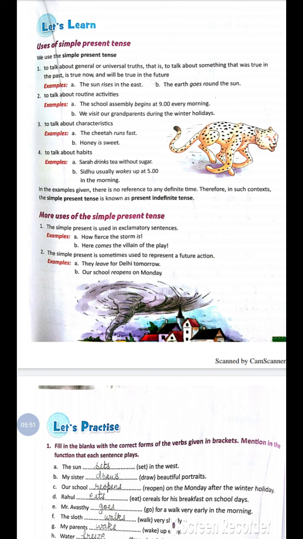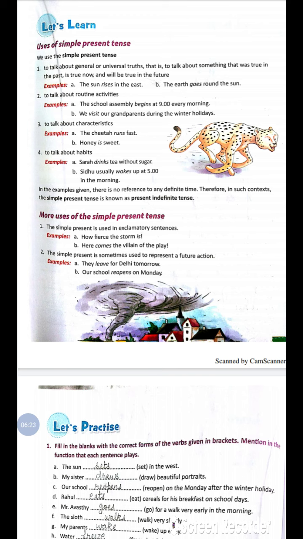Second condition is to talk about routine activities. The school assembly begins at 9 every morning. It is a routine activity. We visit our grandparents during the winter holidays. Third condition is to talk about characteristics. The cheetah runs fast. Honey is sweet. Next is to talk about habits. Sarah drinks tea without sugar. Sidhu usually wakes up at 5 in the morning.